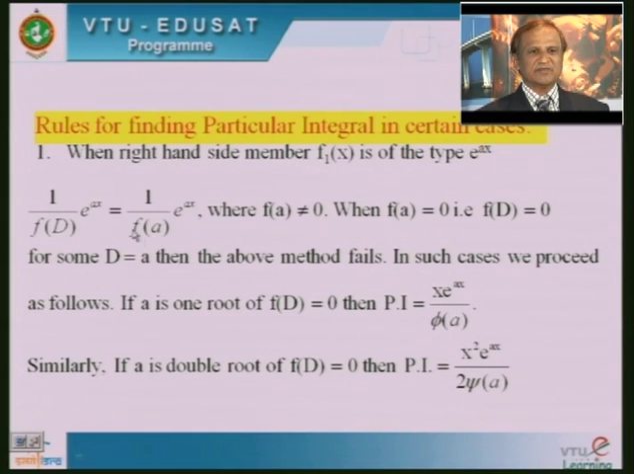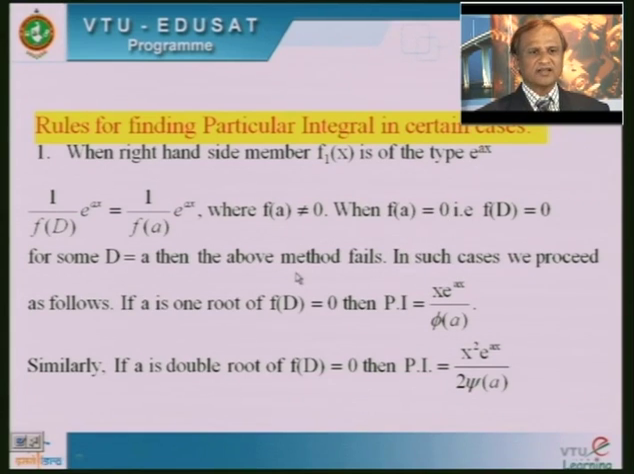Suppose f of D is a second degree polynomial in D. So we will get two factors; one factor may become 0, another factor may not be equal to 0. In that case, you ignore the factor which becomes 0, and consider the factor which is not equal to 0, and that can be written in this form, and we can take it as a particular integral when f of a is equal to 0.